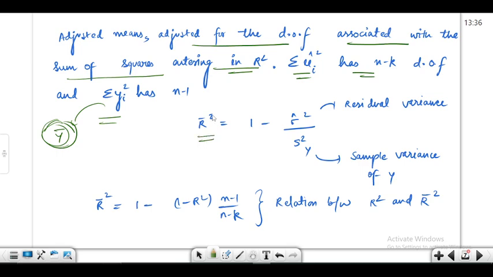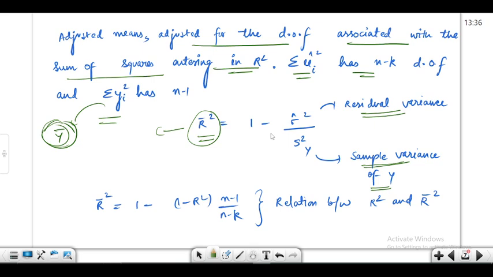So R bar square, also called adjusted R square, is basically computed by this formula also. It is 1 minus sigma hat square upon small s square y. So sigma hat square is the variance of the residual term, right? And your small s square y is basically the sample variance of your y variable, right? All these terms are affected by their degrees of freedom, and that is why we can also compute the adjusted R square using this formula. It's the same thing as we had seen in the previous slide.